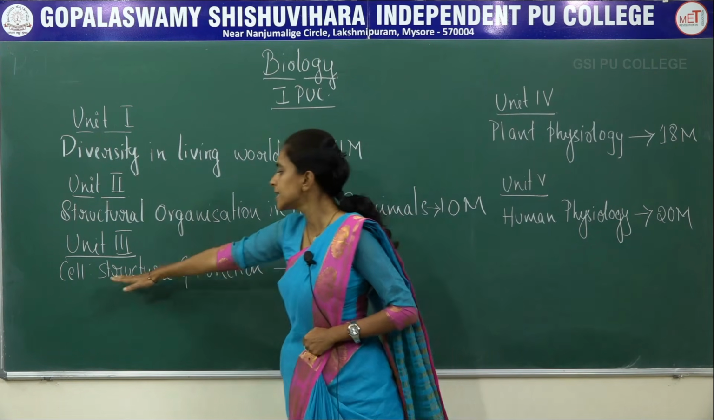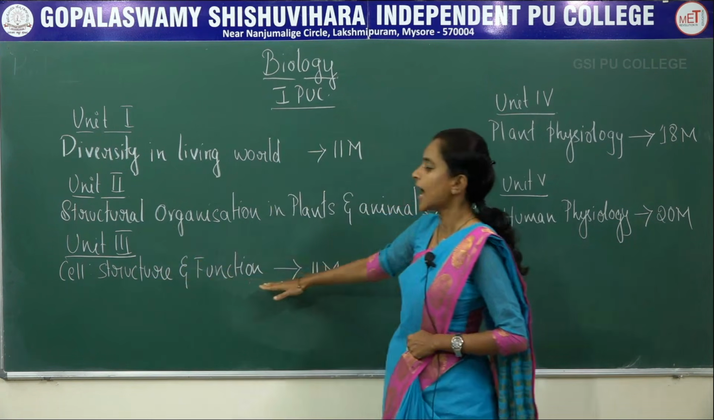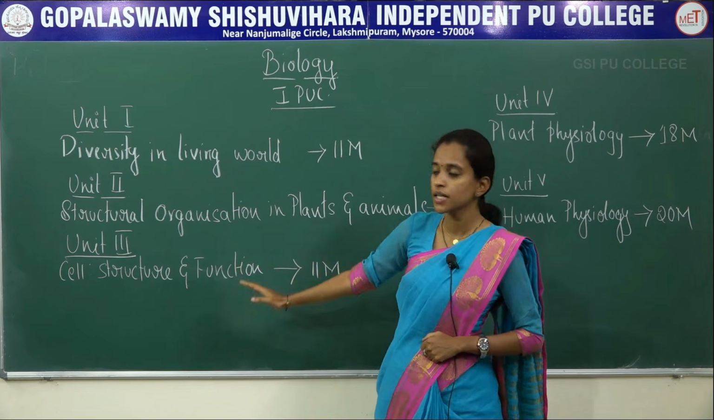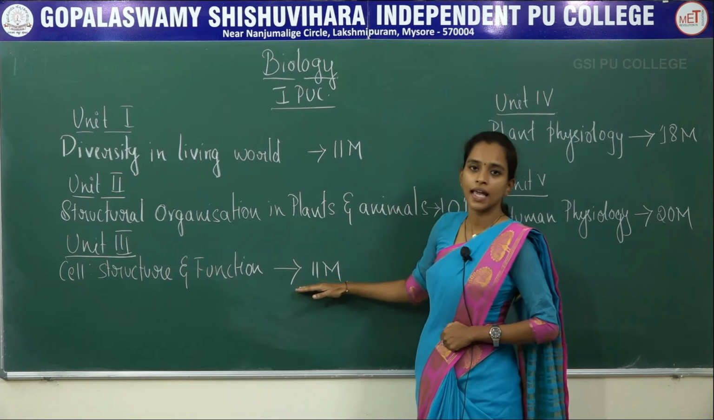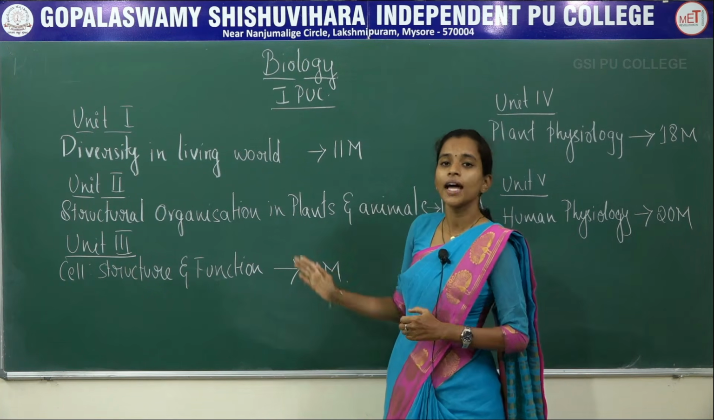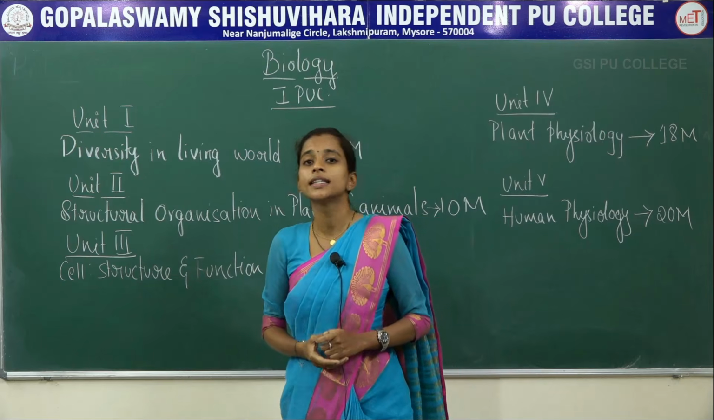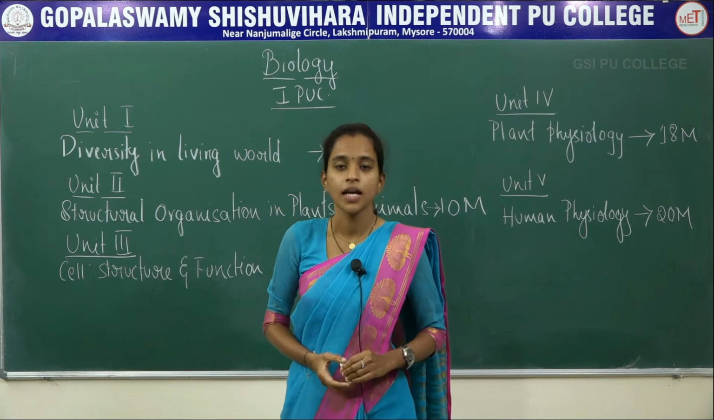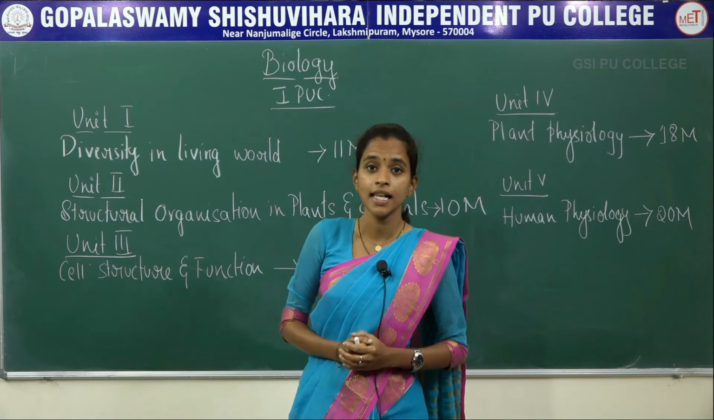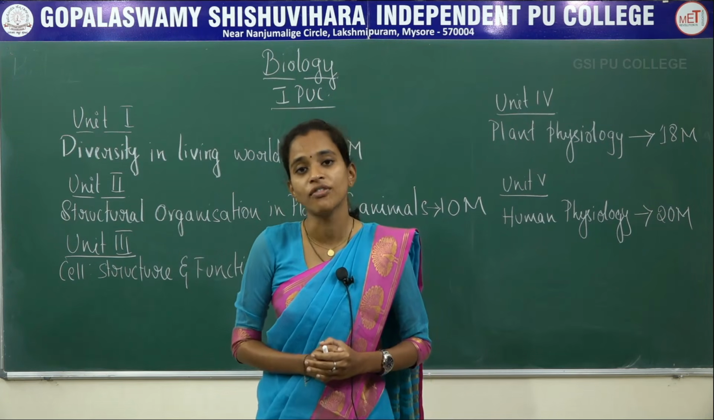Here it includes cell, the structure and function. Cell, structure and function is the name of the unit, which will be having a weightage of 11 marks. And the 3rd unit includes 3 different chapters. The first chapter coming under the 3rd unit is cell, the unit of life.